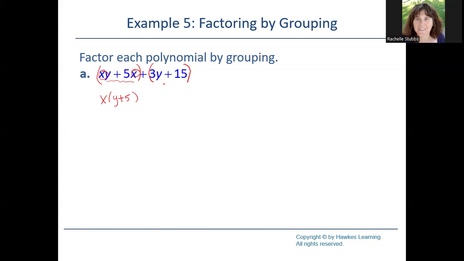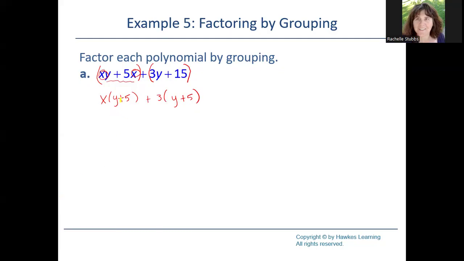Now I'm going to do that to the same one over here. Do 3y and 15 have a factor in common? The answer is yes, it's 3. And what will that leave me? y. 15 divided by 3 is 5. Now, here we are.